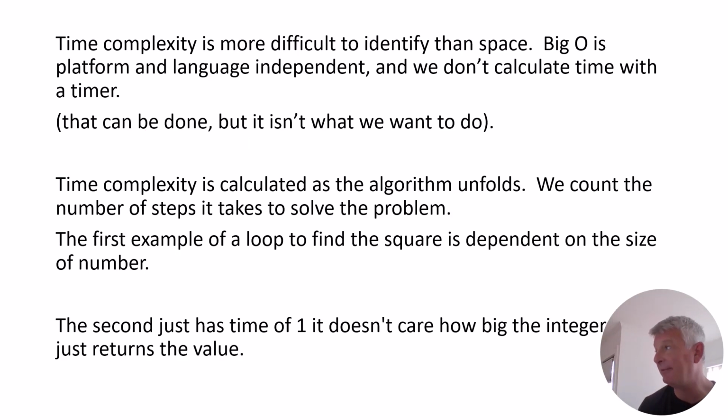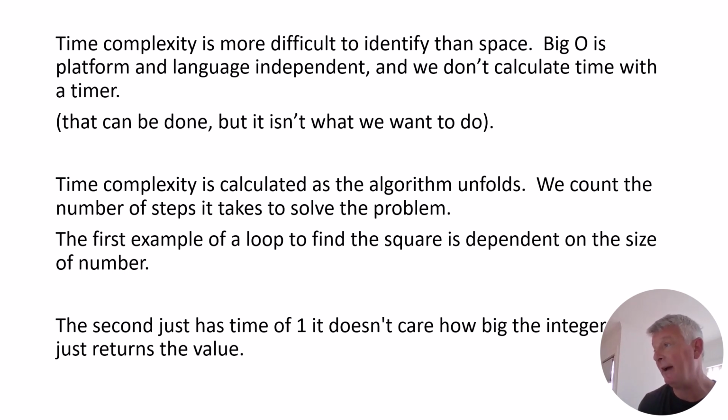Time complexity is more difficult to identify than space. Big O is not platform and language dependent. We don't calculate with the timer. Time complexity is calculated as the algorithm unfolds. We count the number of steps it takes to solve the problem. The first example, with a loop to find the square, is dependent on the size of the number. The second, you just have time of 1. It doesn't care how big the integer is, it just returns a value.